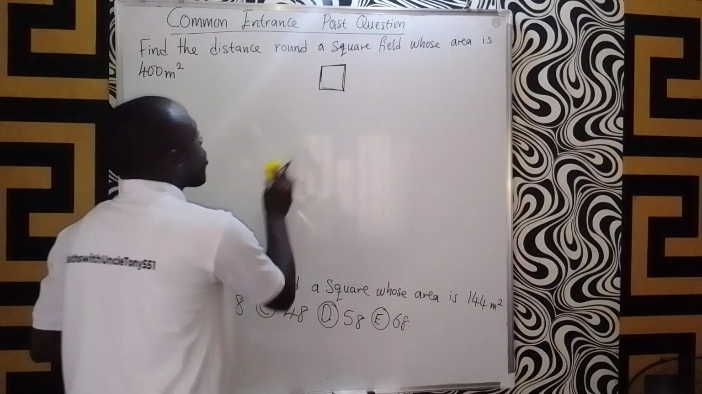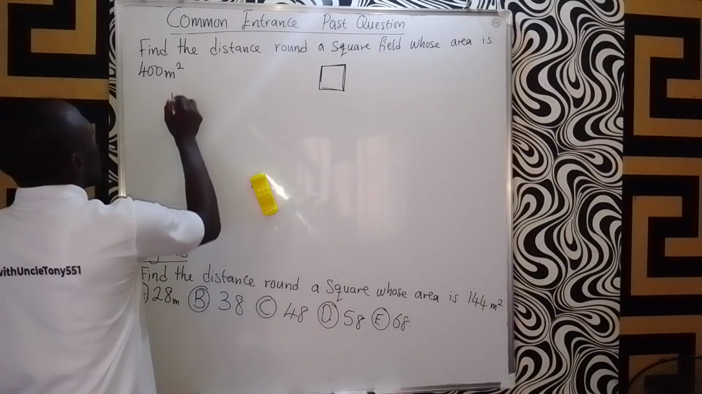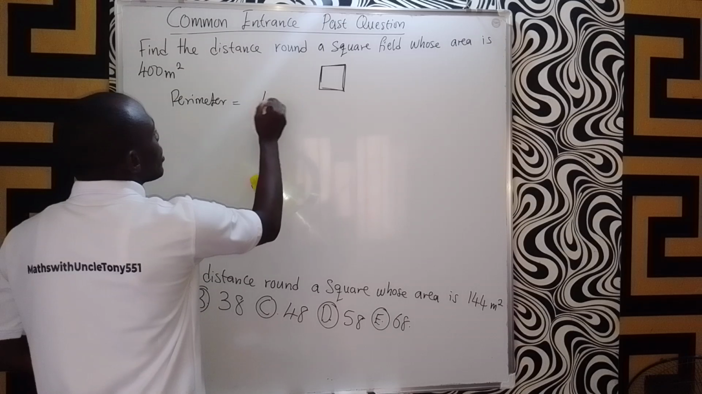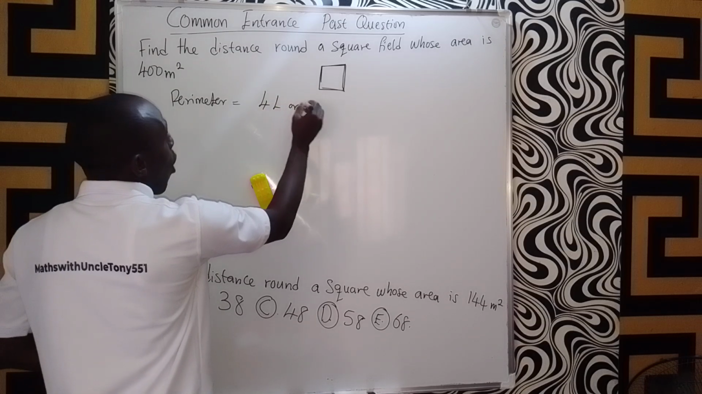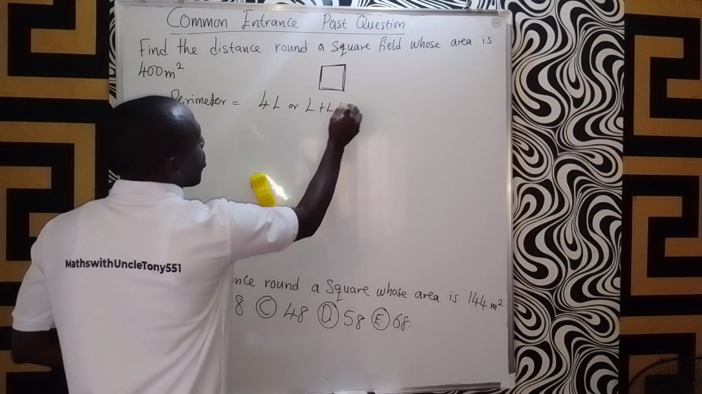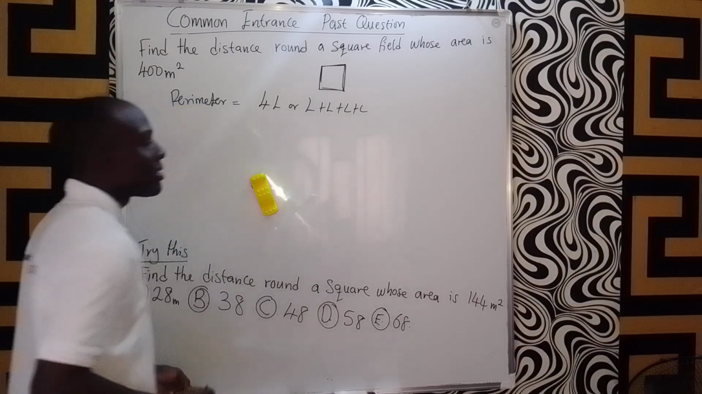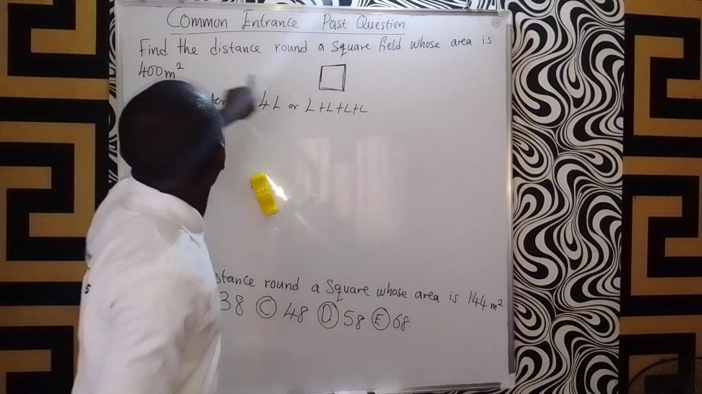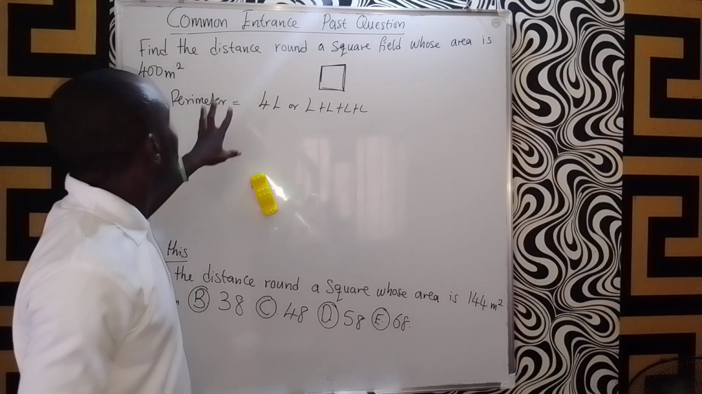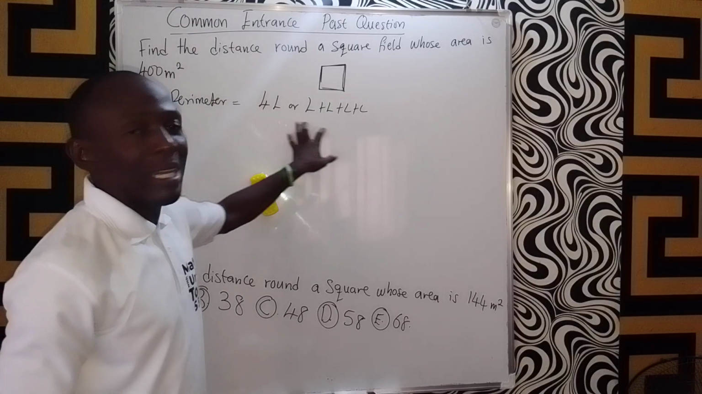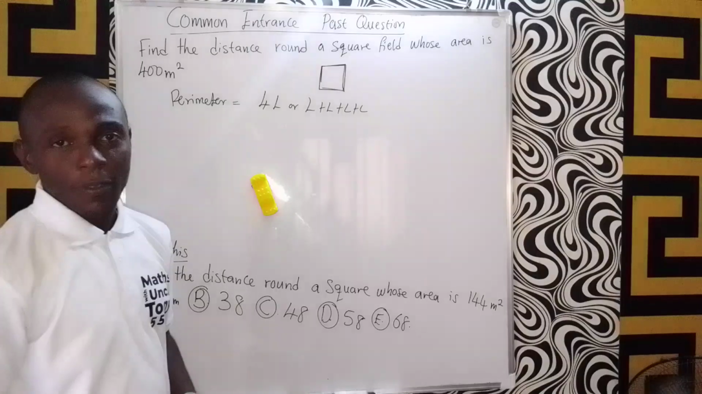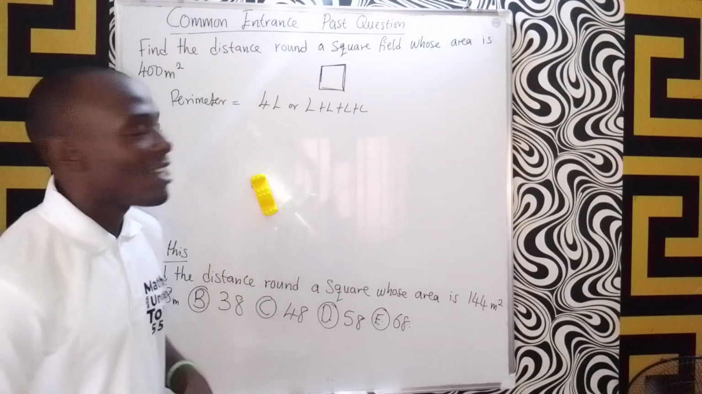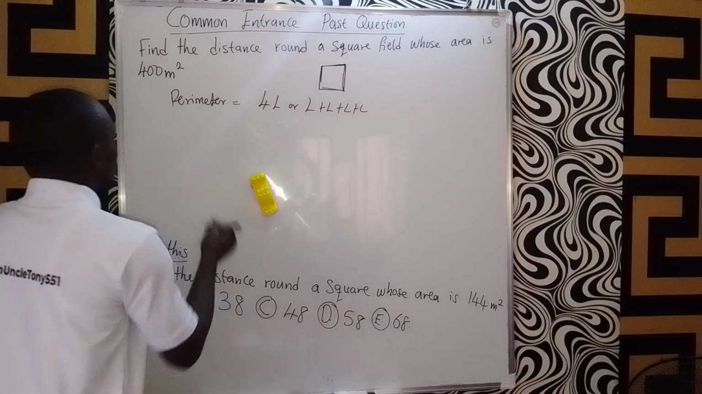And we know that the perimeter of a square is 4L, or L plus L plus L plus L. That's 4L. It's the same thing. But we are given the area of the square as 400 meters square. There's no way we can directly calculate the perimeter with what is given to us, so we have to use what is given to us to calculate the length.